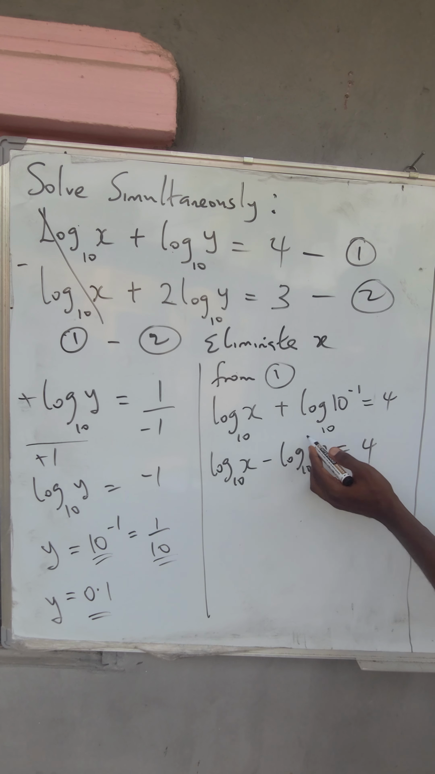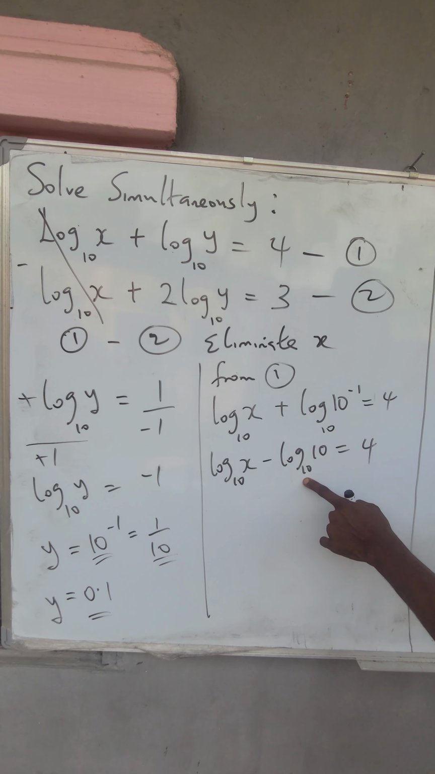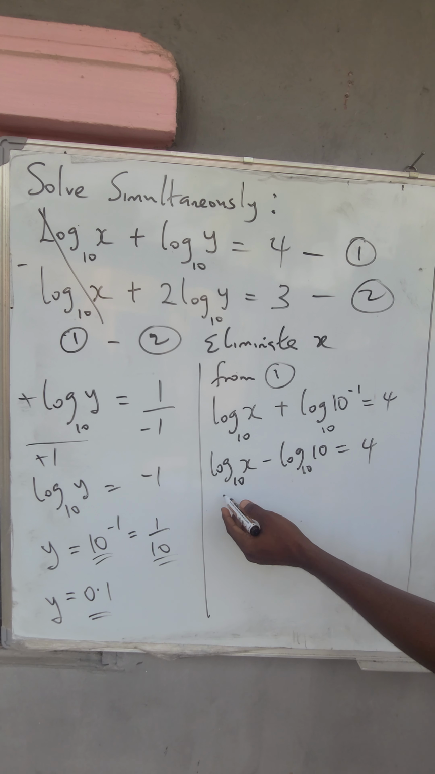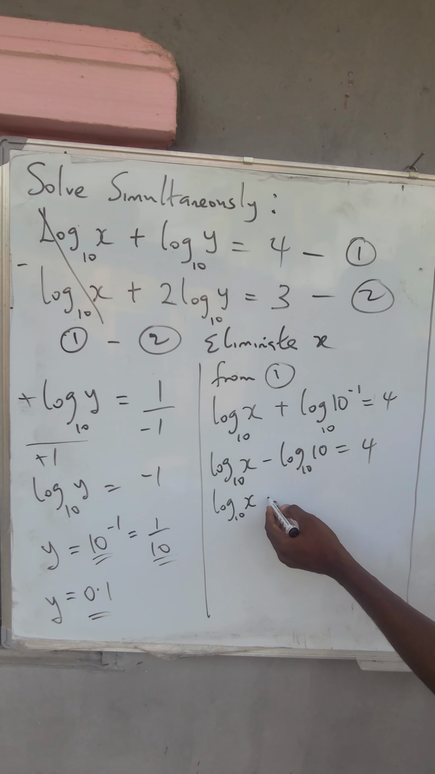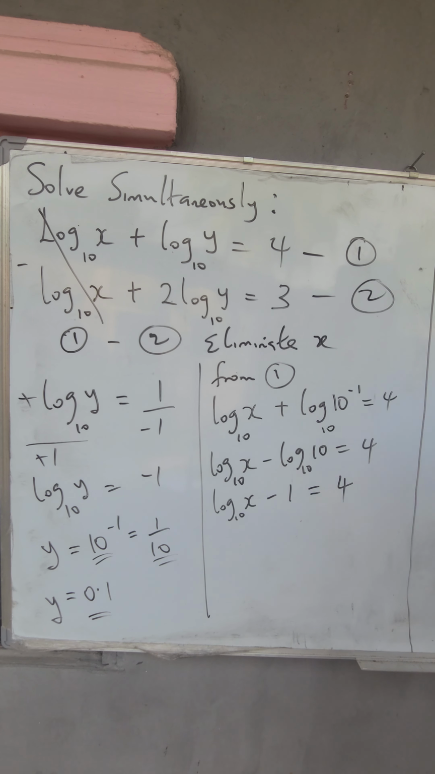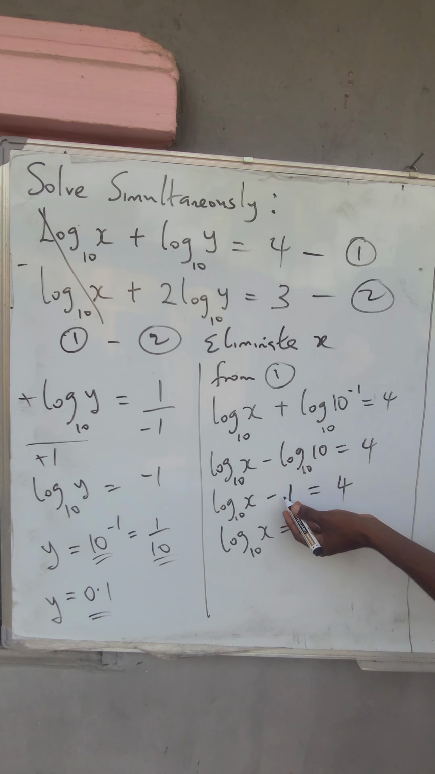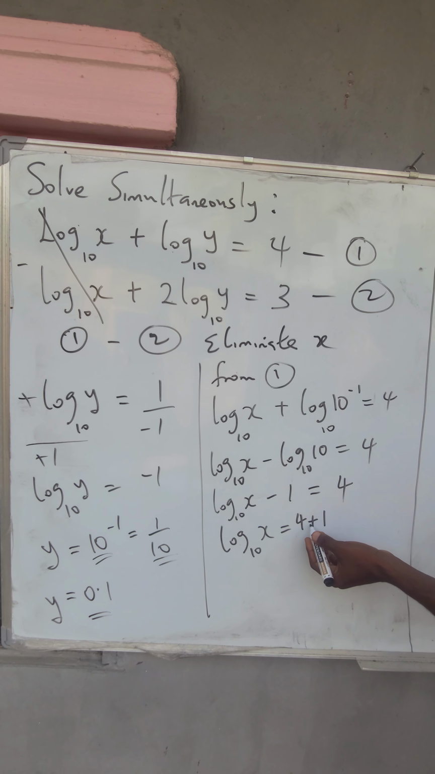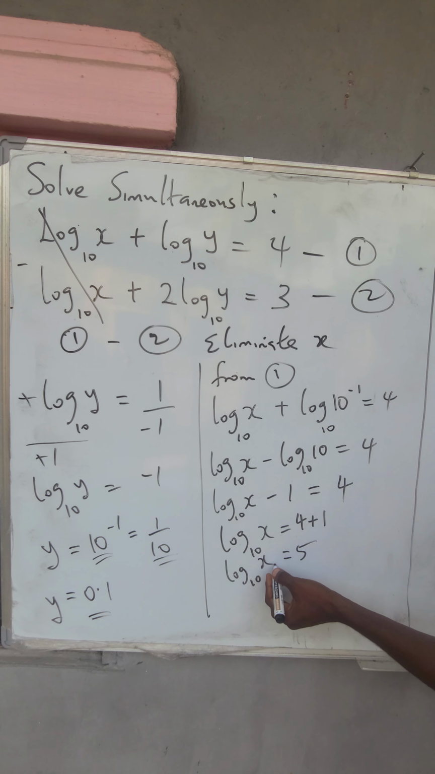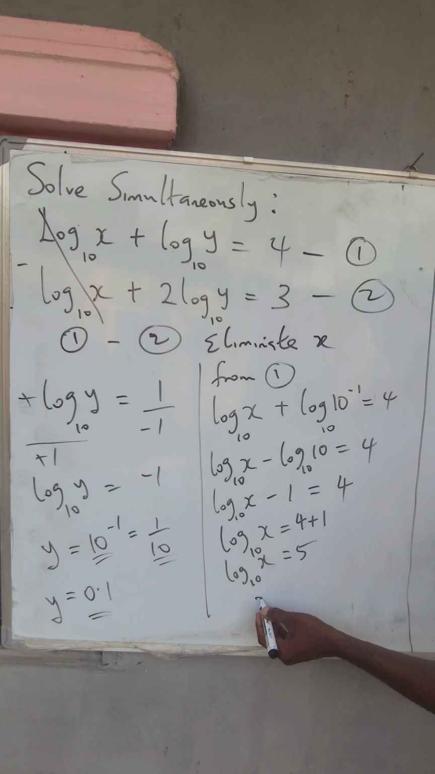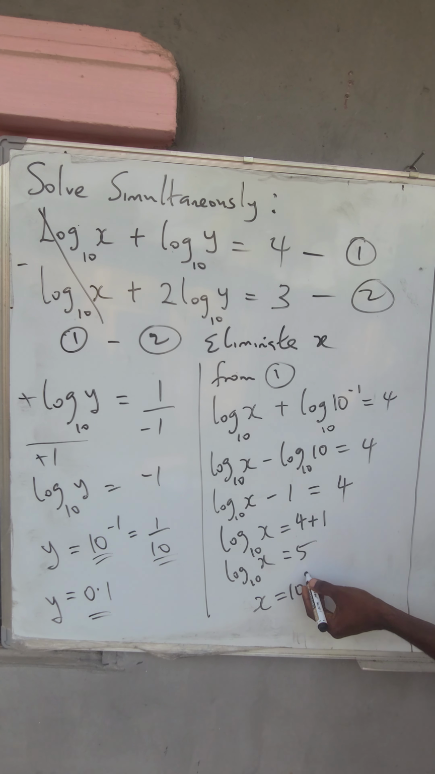Now what is this? Any log of a number to the same base is 1, so this is 1. So you have log base 10 x minus 1 equals 4. You take this outside, so log base 10 x equals 4 plus 1. This is minus 1, crossing here it is plus 1, so 4 plus 1 is 5. So you have log base 10 x equals 5. So you write it in indices. How do you write it? You have that x equals 10 raised to power 5.